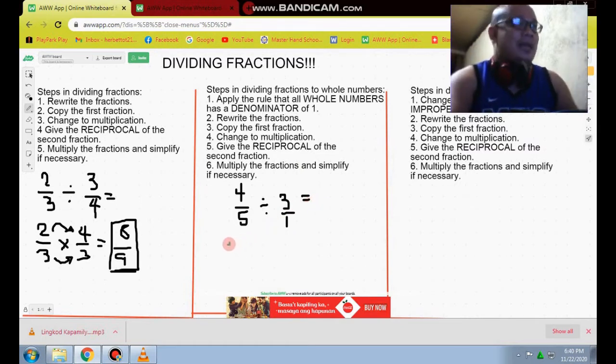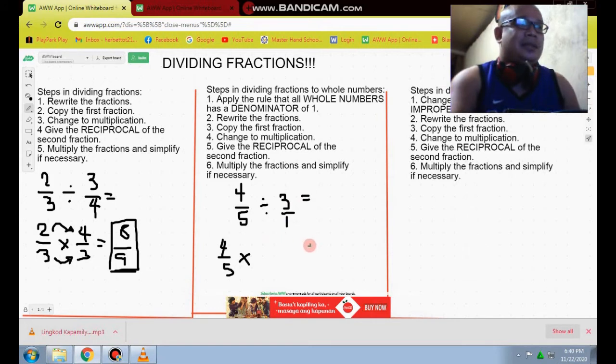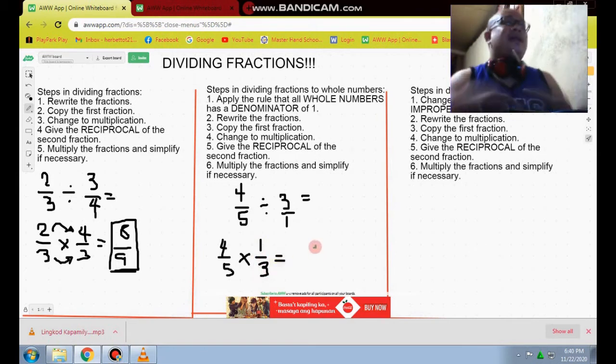fractions. Okay, so copy the first fraction, which is 4/5. Then change to multiplication. Ayan. Then give the reciprocal of the second fraction. So ito na yung second fraction natin because yung whole number natin nilagyan na natin ng denominator na 1, so siya ay fraction na. So the reciprocal of 3/1 is 1/3. Alright? Okay? Ayan. Then multiply the fractions again and simplify if necessary. Yun yung last natin na step.